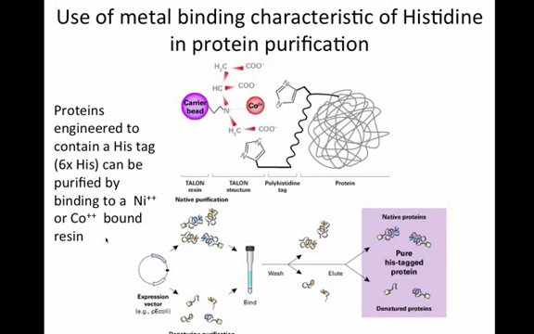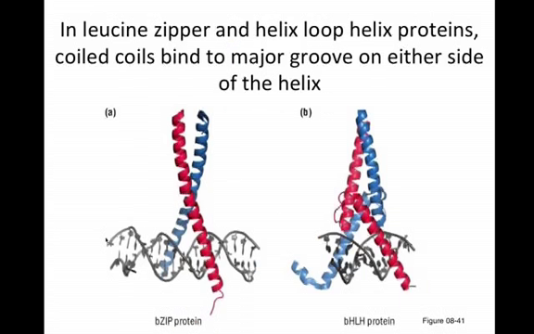Good times. Okay. Let's go on. Okay, so in leucine zipper and helix-loop-helix proteins, these are two more DNA binding domains. Coil looks exactly like what it sounds like. It's a helix and helix, so coils bind to the major groove on either side of the helix. So this is another way it can look like it's sitting right on top there.